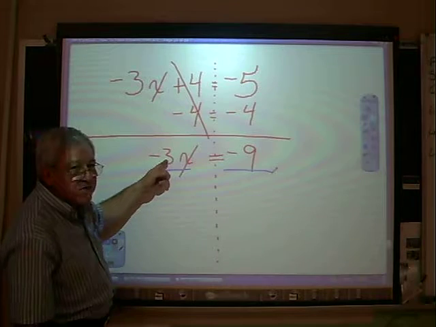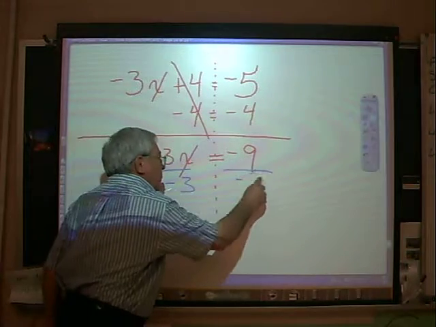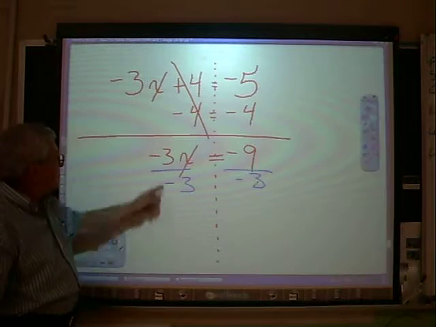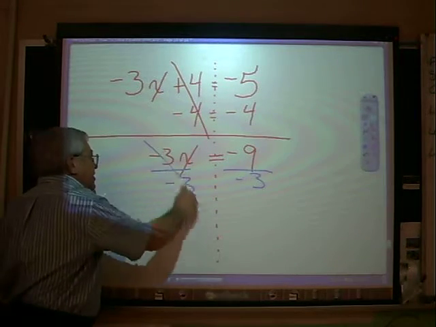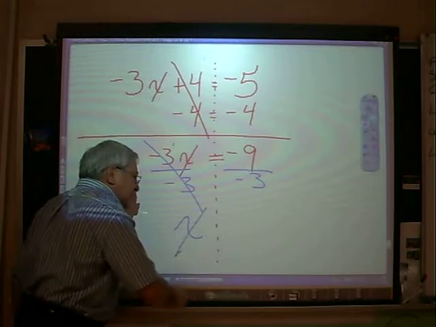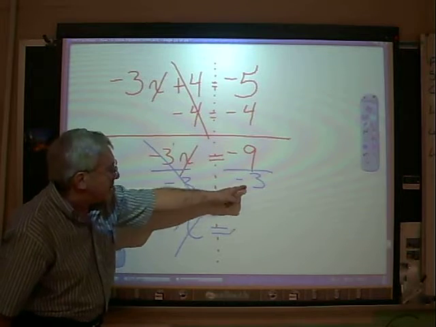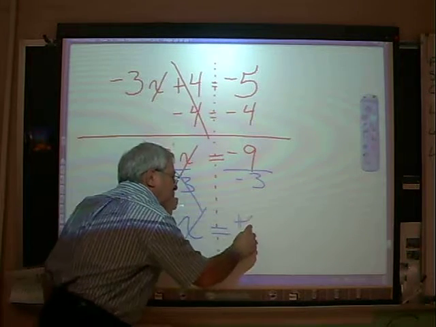So I'm going to get rid of that negative 3 because it's a multiplication. I'm going to divide each side by negative 3. Negative 3 divided by negative 3 is, well, positive 1, of course. 1x, all we ever wanted. Negative 9 divided by negative 3 is positive 3.